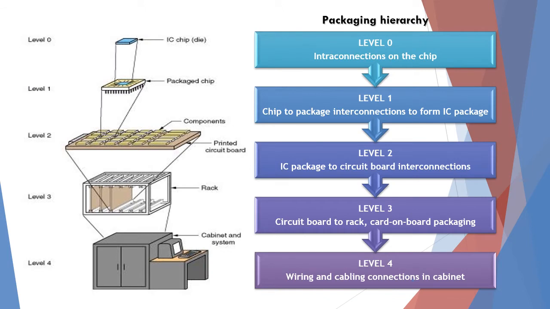The first one, level 0, is intra-connection on the chip. This one is what we learned in the IC chip previously. Then there is level 1, chip to package interconnection to form the IC package. This one is the last lecture we saw previously. The one that we are going to see this time is level 2, IC package to circuit board interconnection. Then level 3 is circuit board to rack card on board packaging. And the last one is wiring and cabling connection in cabinet.